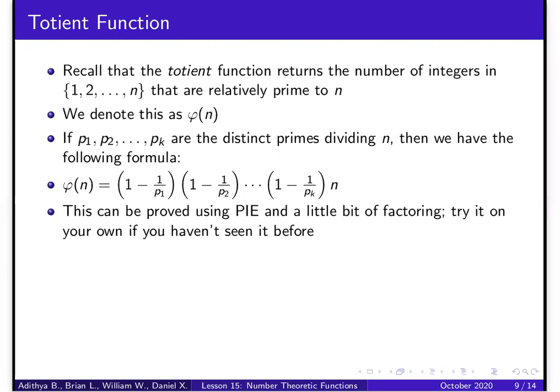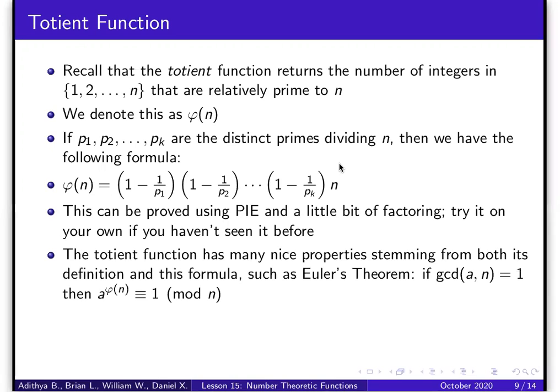We showed how to prove this in a previous lesson, but essentially you can use the principle of inclusion-exclusion and factor it to get this result for one method. The main result for the totient function is Euler's theorem. If a and n are relatively prime, then a to the phi of n is 1 mod n. This is just one property that the function has. In the resulting problems, we'll discuss a few other properties that it has.